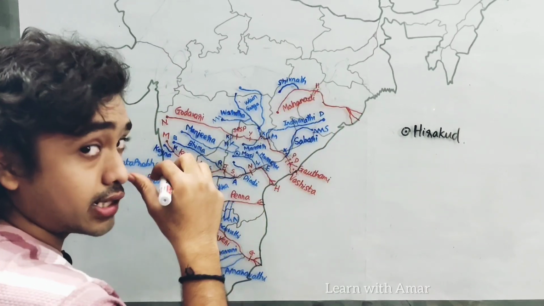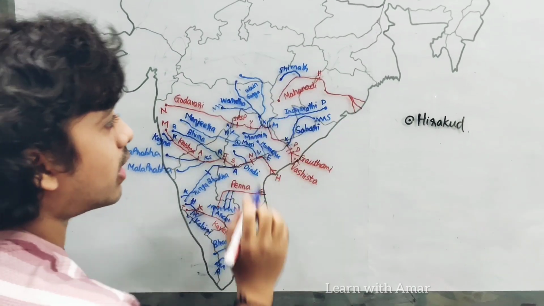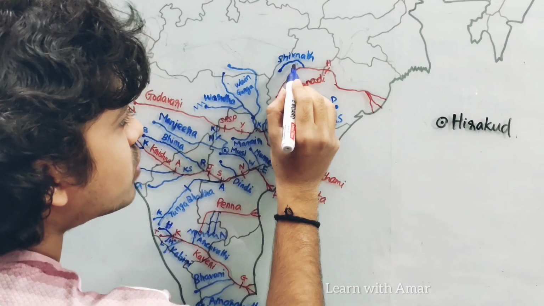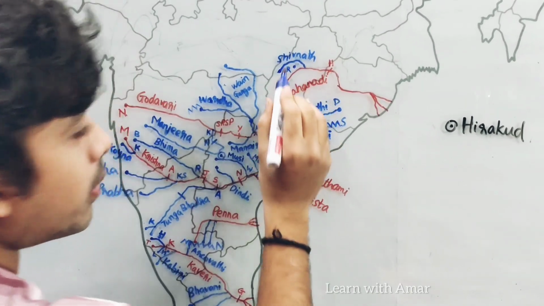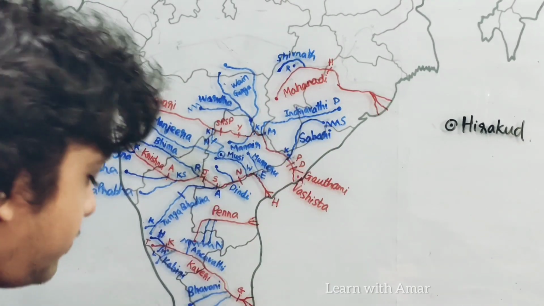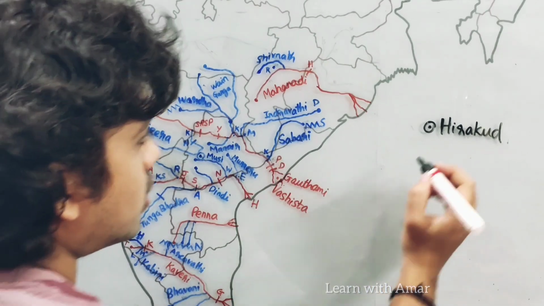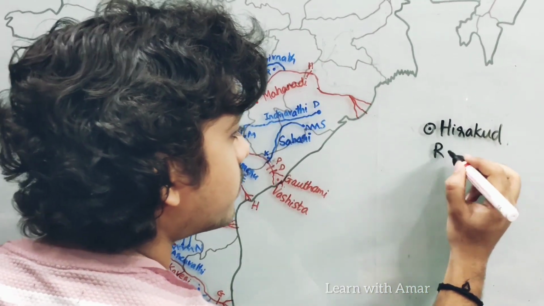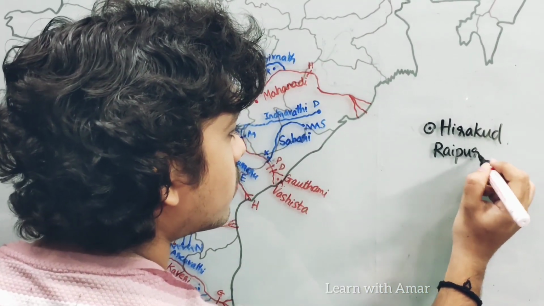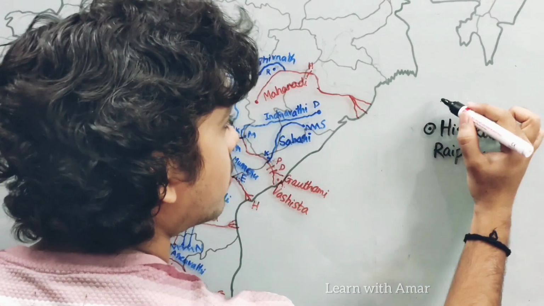It originates in Chhattisgarh, flows only in Chhattisgarh and joins Mahanadi. We find the capital city of Chhattisgarh, Raipur, between Shivnath and Mahanadi. So this is Raipur. So this is about the river Mahanadi.